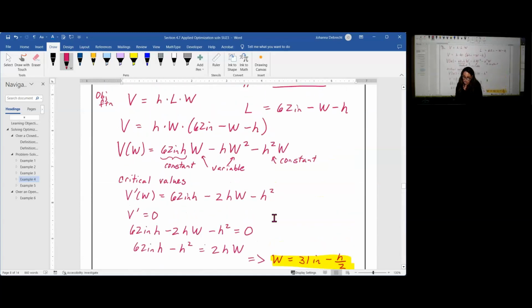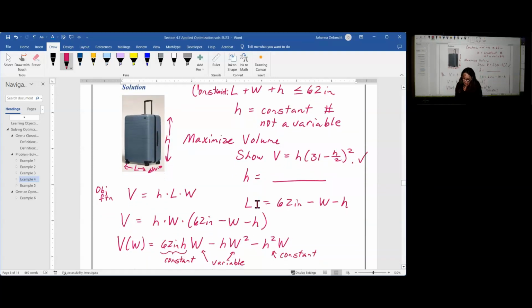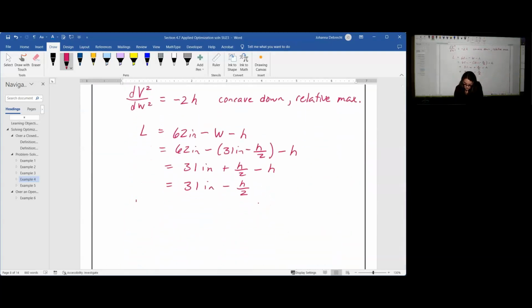Now, does this prove the statement I was trying to show? Yes. If I replace L and W, which are equal, with 31 minus H over 2, it becomes squared and then multiplied by H. I have shown that the volume is equal to that expression. So you can write, thus, volume equals H times (31 inches minus H over 2) squared.